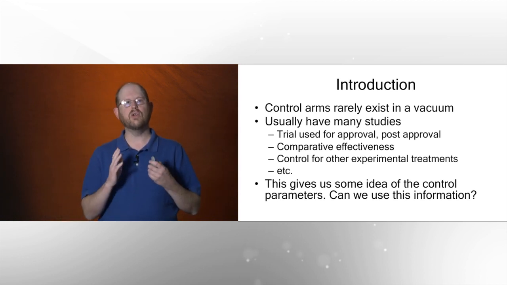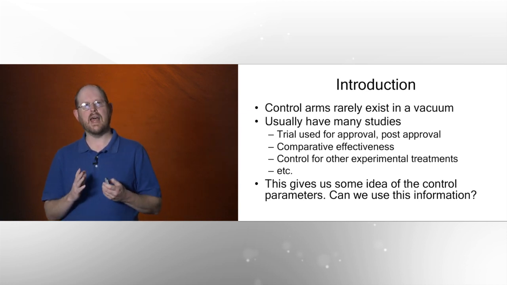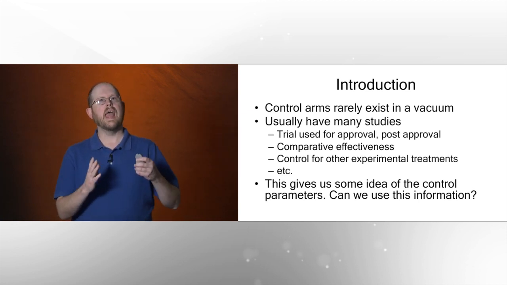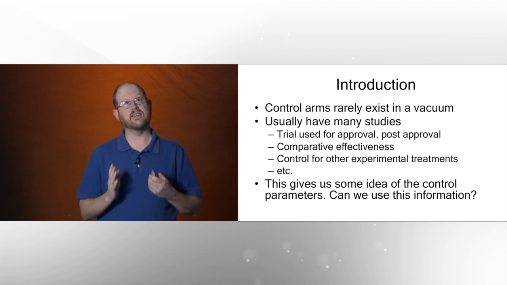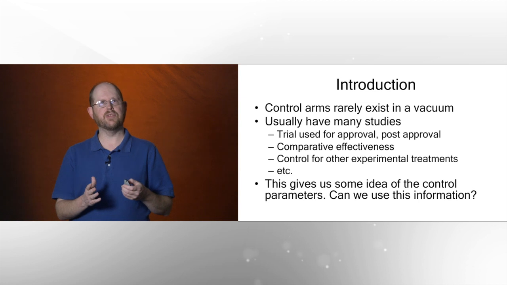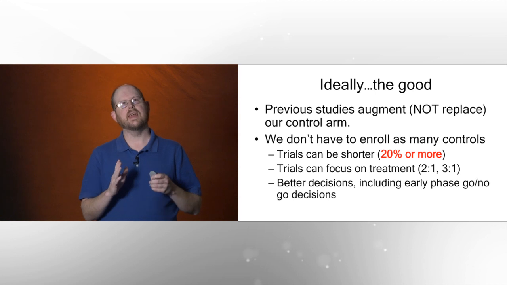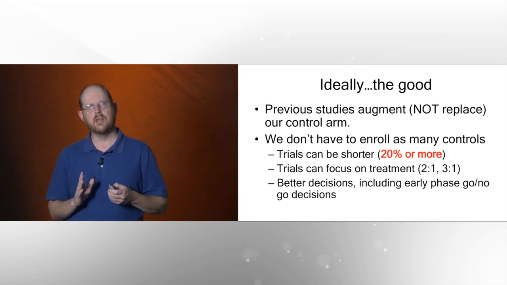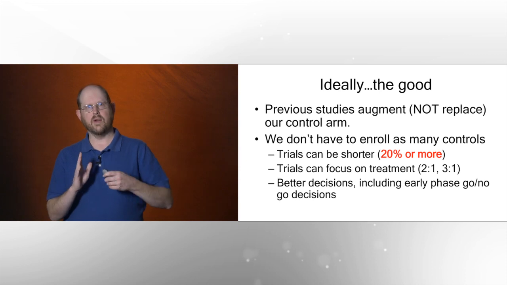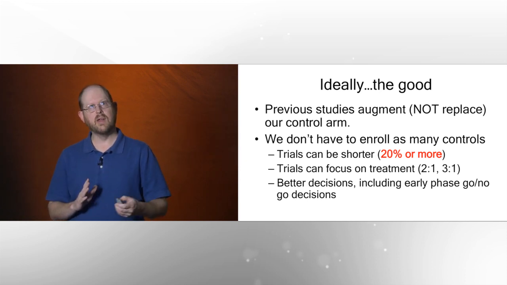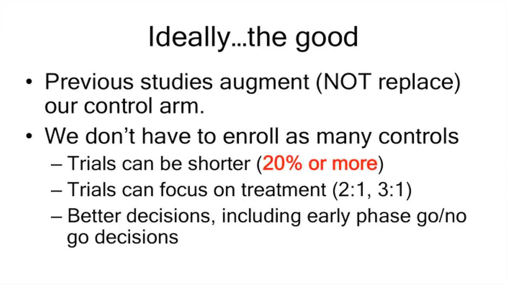So the question is, can you use that information and figure out what's going on with the control arm and augment your current study with that historical information and therefore be able to do a more efficient trial today? The good part about this is if the previous studies are on point, so if you're running a study and what's been done in the past is applicable, that information is valuable. So we can get more precise estimates. We can eliminate possible biases. Generally what's going to happen is we'll have a better idea of the control arm with the historical studies than without. So that will allow us to make better decisions.